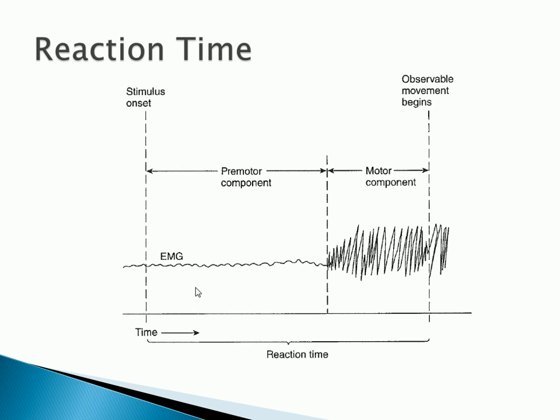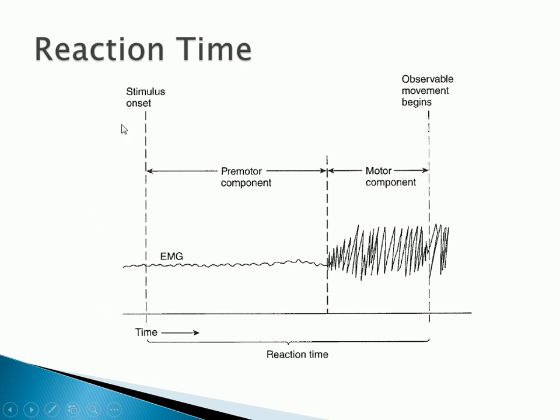So we can measure muscle activity with EMG. That tells us the electrical activity going on in the muscle. And so you can see here in the premotor component, there was the stimulus. My EMG is steady. Nothing has happened yet. And now suddenly right here, I start seeing some EMG activity. That's where our motor component starts. So the motor component is when we're actually engaging motor units in our muscle fibers and creating a response. And so EMG would be the way we would measure that.